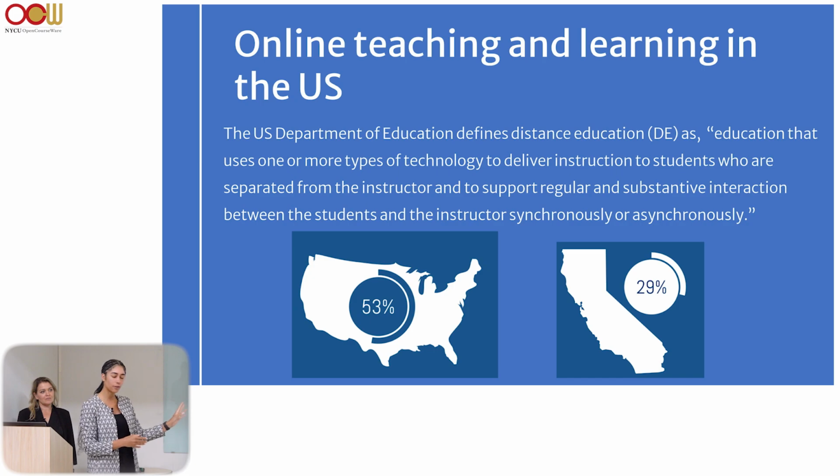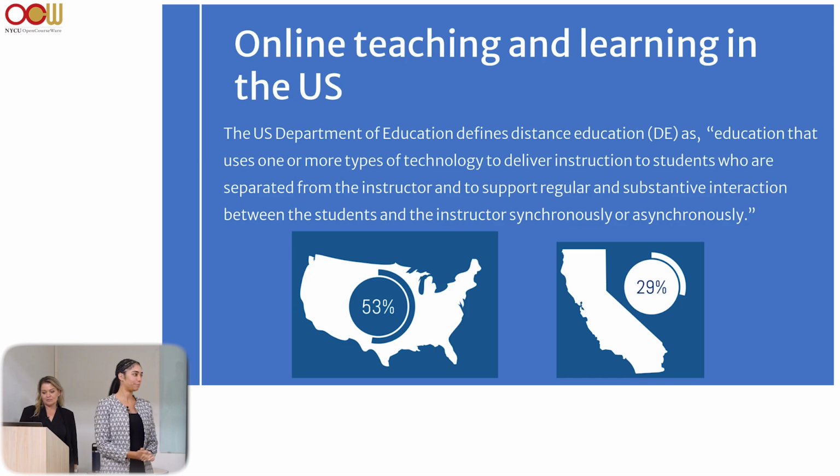And in the state of California, it's a little bit less, but about 30% of all students will take at least one university class online. So that means we have to be prepared and we have to think through how do we do this, because our students are needing this and we want to make sure we're providing quality education for them.